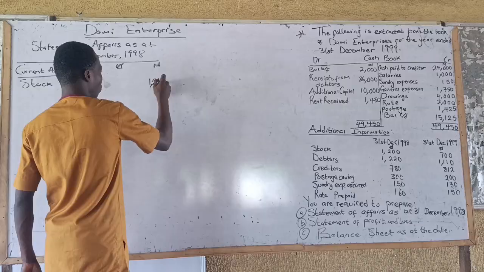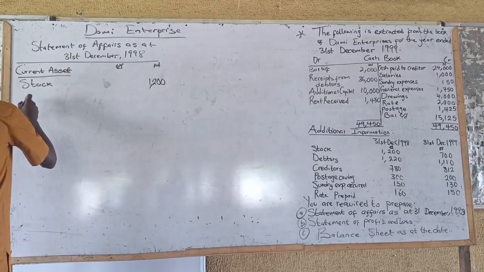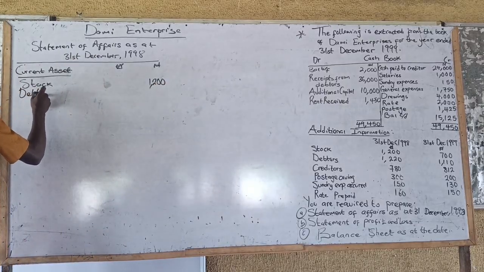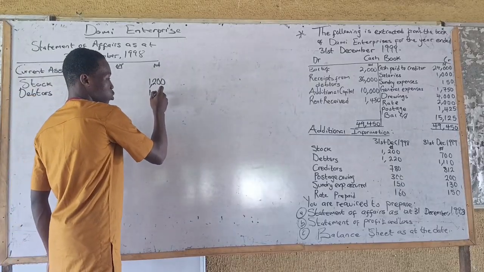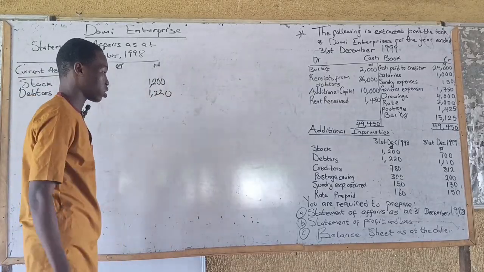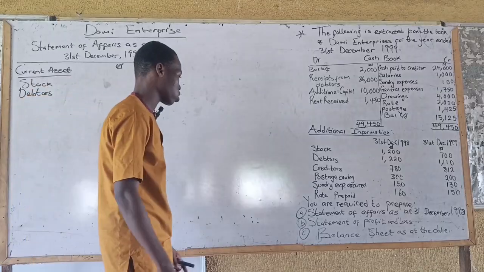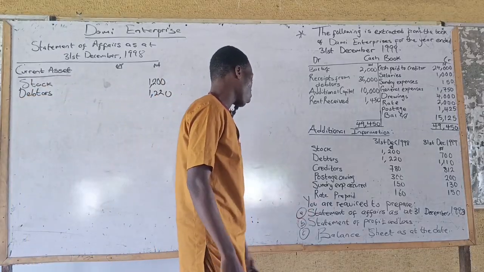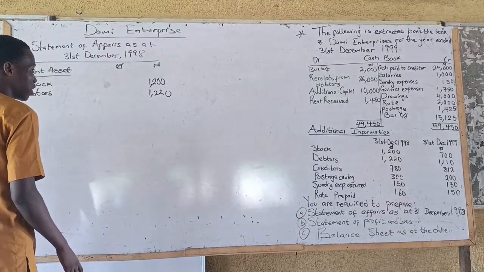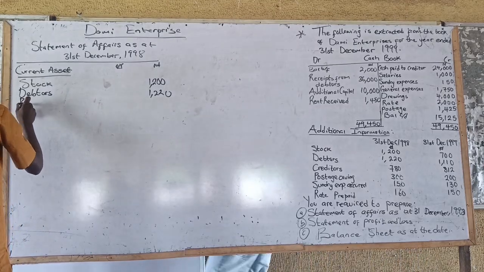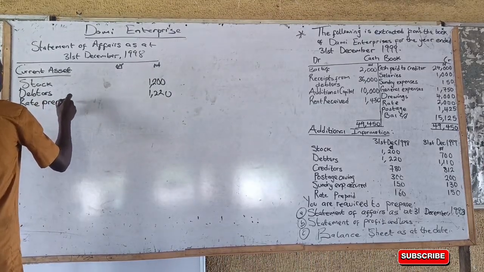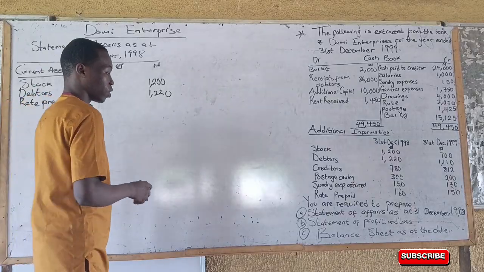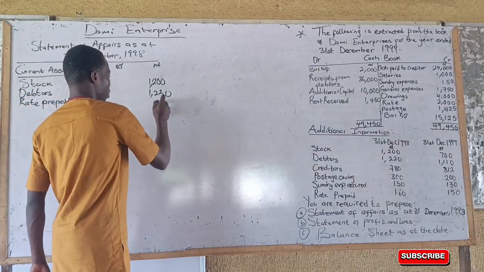which is 1,200. Debtors, that is 1,220. What else? We have rates prepaid. Rates prepaid, so that is 160.